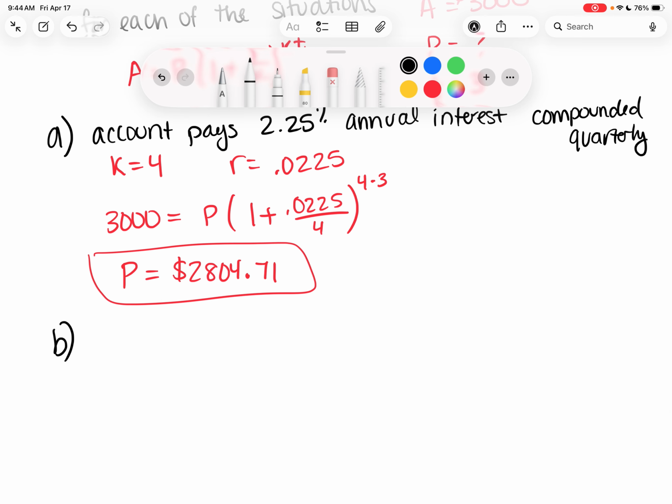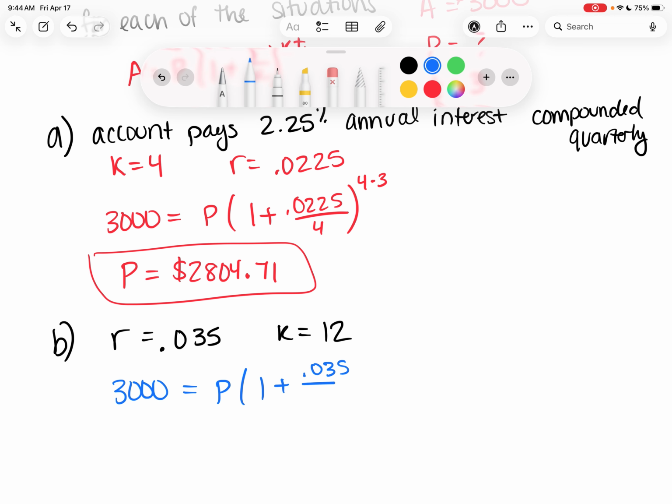So B says the account pays 3.5% annual interest. So what is R? 0.035. Compounded monthly, so K equals 12. So now we're going to do the same thing, just with these numbers instead. So 3,000 equals P times 1 plus 0.035 divided by 12, raised to the 12 times 3. Or you can go ahead and call it 36.